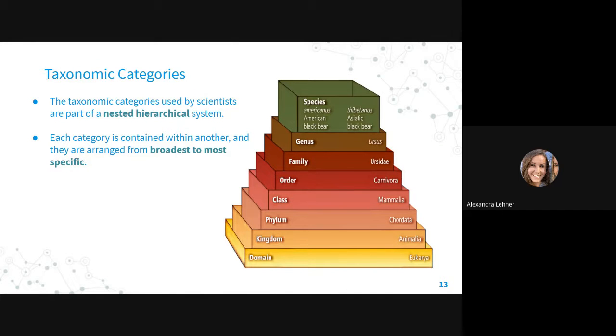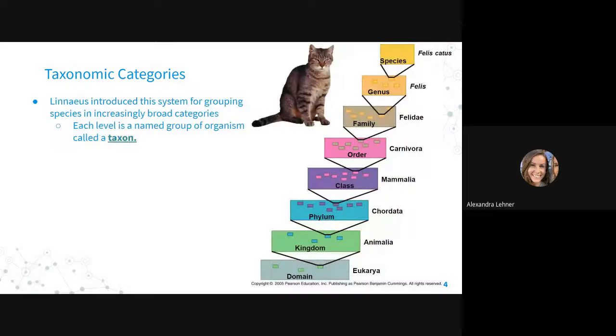Taxonomic categories. The taxonomic categories used by scientists are part of a nested hierarchical system. So there's a hierarchy. Each category is contained within another, and they are ranged from broadest to most specific. The most inclusive includes the most, to the most exclusive excludes the most. Linnaeus introduced this system for grouping species in increasingly broad categories. Each level is a named group of organisms called a taxon.